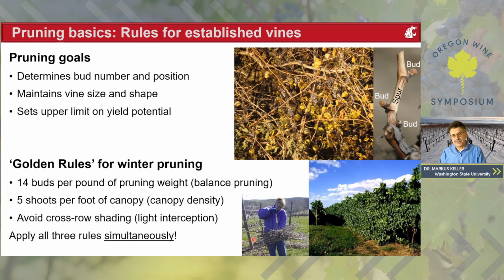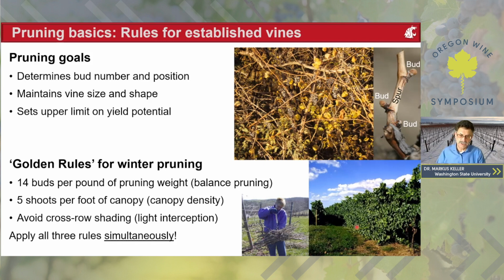You should also leave enough buds to get about 5 shoots per foot of canopy. This 5 shoots varies a little. In Washington, we have up to 10 shoots per foot of canopy. So it very much depends on the extent of light that you get during the summer. In a climate with a lot of light, you need more shoots to provide a little bit of shading in the canopy. So this has a lot to do with canopy density.